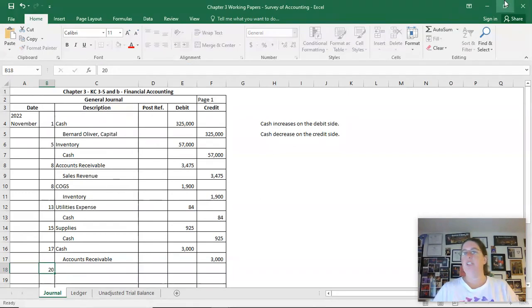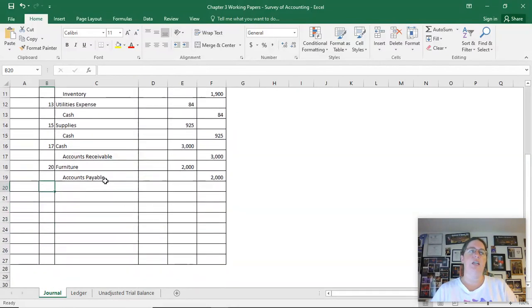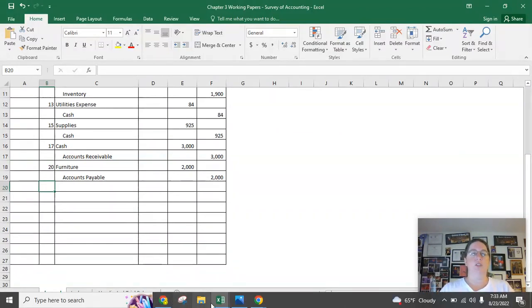So first, our date of the 20th. We're getting some furniture. Sorry about that. Apparently I can't spell this morning. $2,000. And again, we now owe them money, so we're going accounts payable, $2,000 credit. Furniture is an asset, so it increases on the debit side. Accounts payable is a liability, so it increases on the credit side. So now we're showing that we owe the furniture company $2,000.